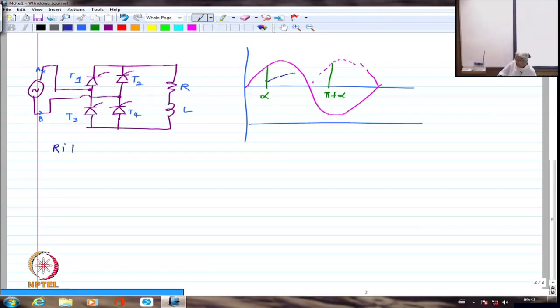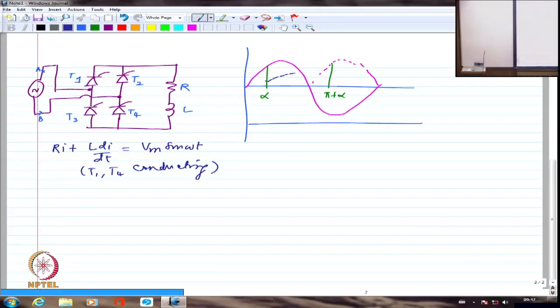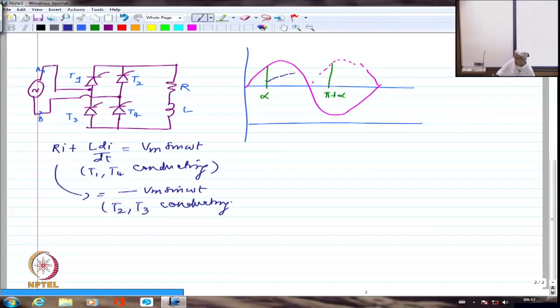Let's write the equation again. Ri plus L di by dt equal to Vm sine omega t if I am having T1 and T4 conducting. If these 2 are conducting, I am going to have Vm sine omega t directly applied across the load. Whereas this will be equal to minus Vm sine omega t if T2 and T3 are conducting, because just the opposite polarity is connected right across the load. That's the reason, right?